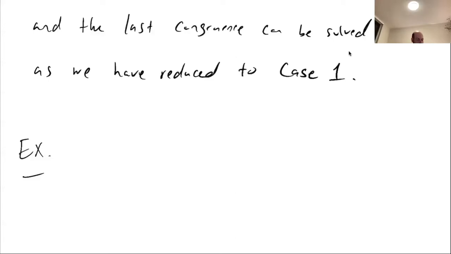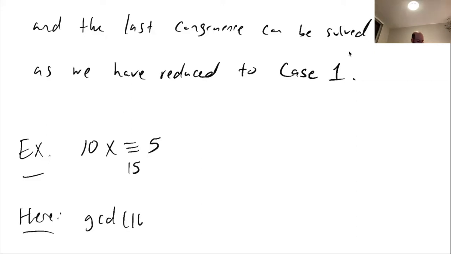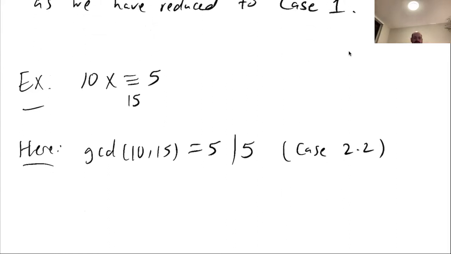Okay, the example is, let's say, 10x congruent 5 mod 15. So here, what is the GCD? GCD of 10 and 15, as we know, is 5, which divides 5. So we are in case 2.2. And what was the recipe in case 2.2?